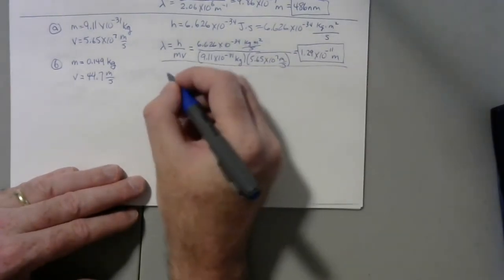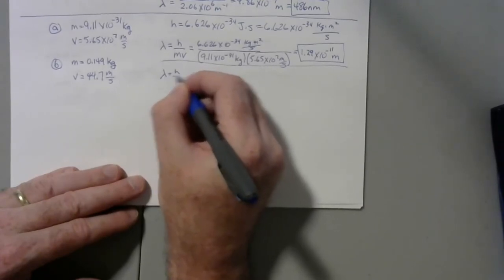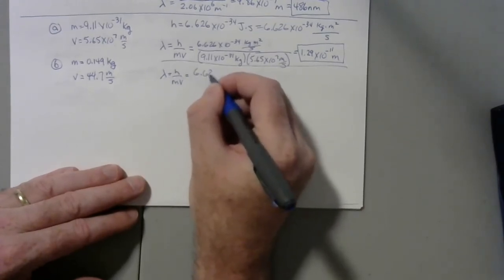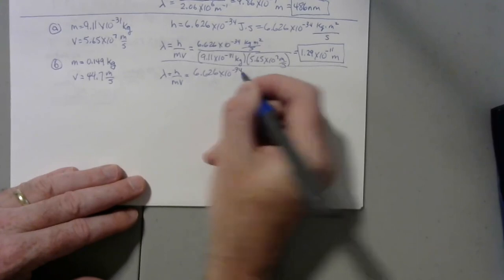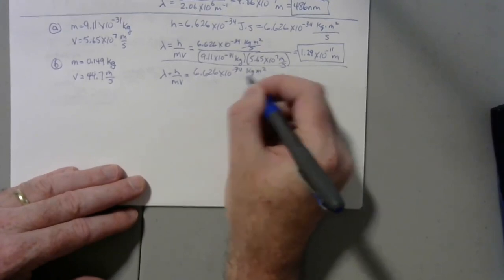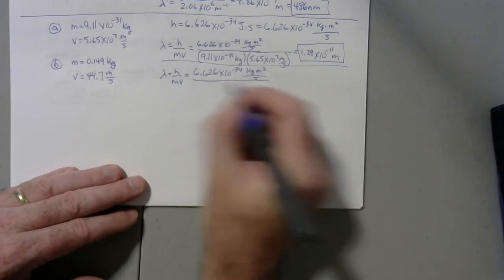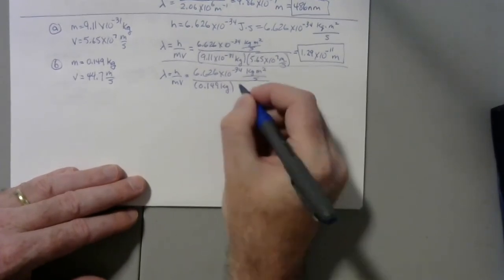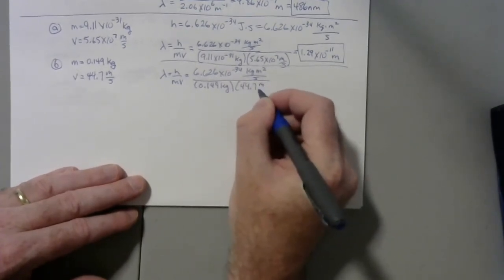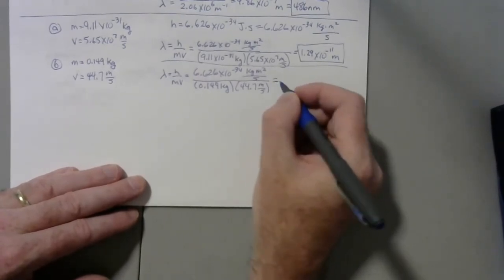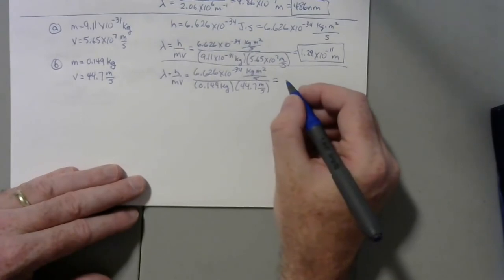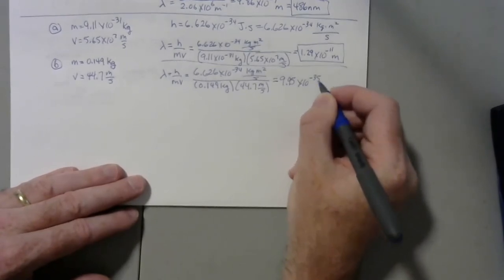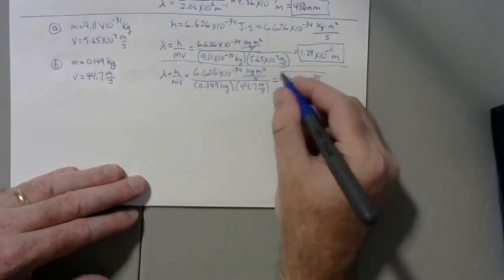So then part B, do it for a large particle that should not have apparent wave properties. 6.626 times 10 to the negative 34 kilograms meters squared per second, and we're going to divide through now by that 0.149 kilograms and 44.7 meters per second. And you run that through, you're going to get something very small: 9.95 times 10 to the negative 35th meters. So that would be your answer for part B.